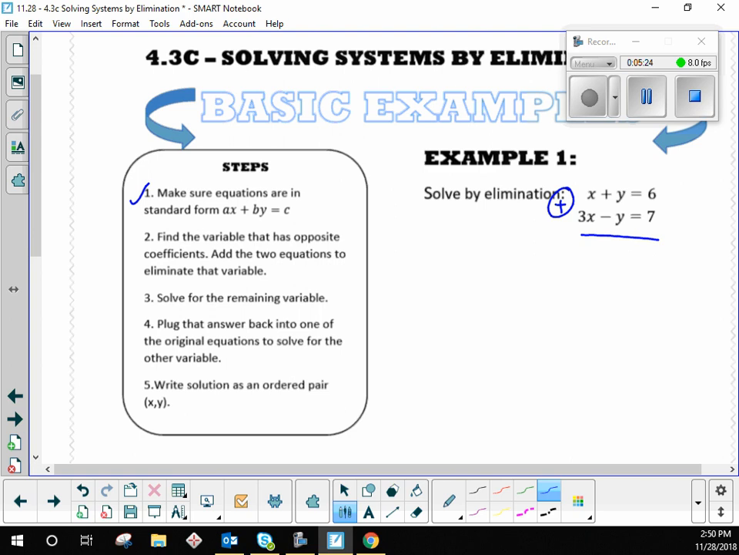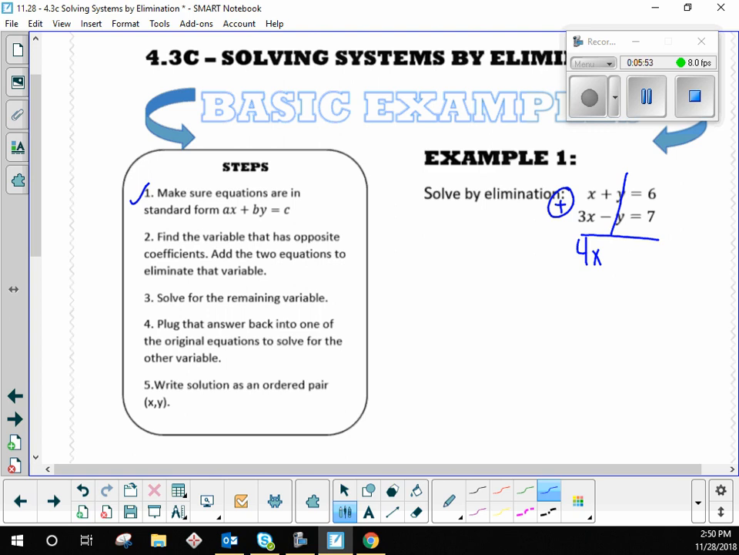The reason we can do that is because this left side equals that right side, this left side equals that right side. If I add them, it's still true that everything on the left is equal to everything on the right. So adding up and down, what's x plus 3x? Add those. What do you get? 4x. And when I do positive y plus a negative y, what happens then? Yeah, they cancel or eliminate. That's why it's called the elimination method.